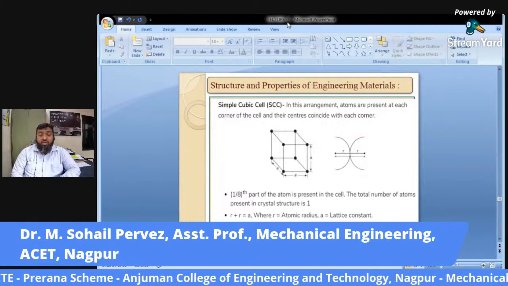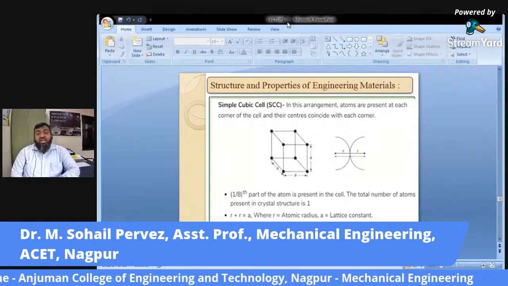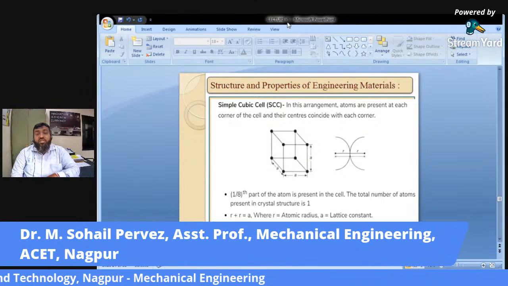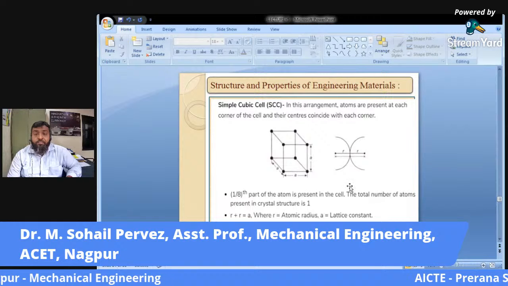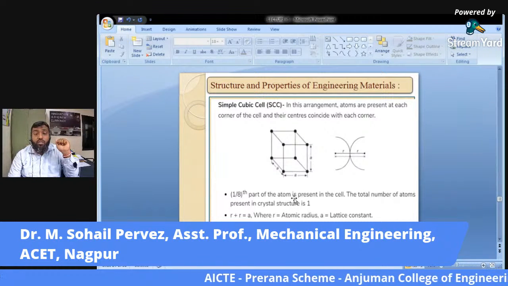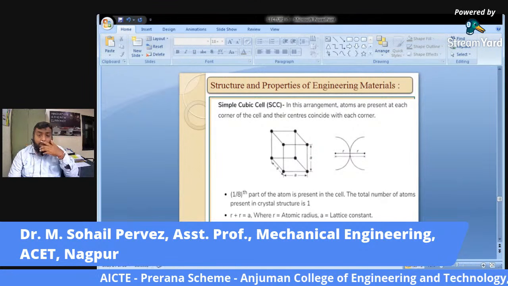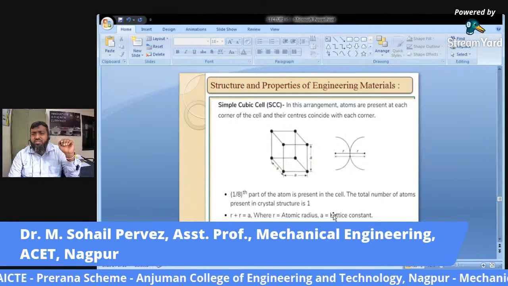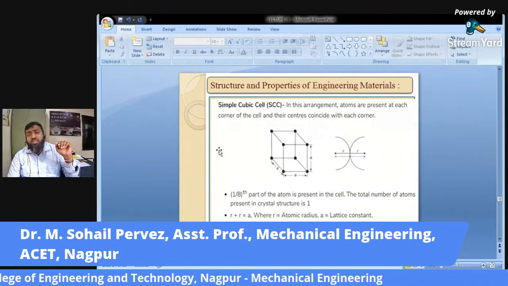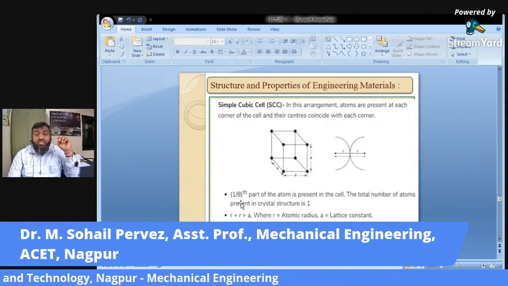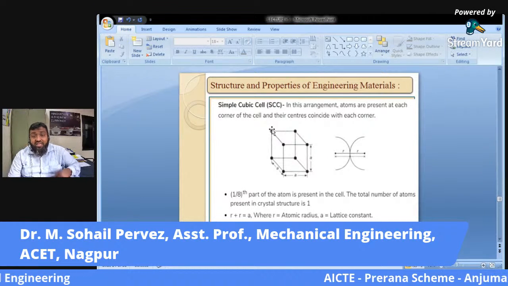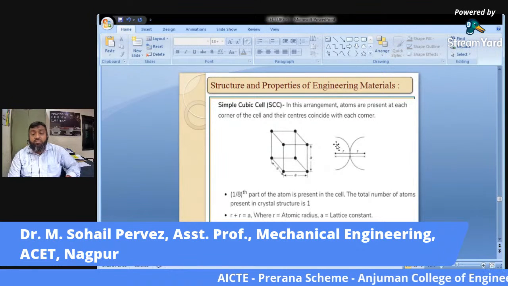Now these are the arrangements. Simple cubic cell arrangement. In this arrangement, atoms are present at each corner of the cell and their centers coincide with each other. Please concentrate, these are the simple cubic cell. The rest is quite clear, because 1/8 part of this atom is present in the cell, obviously, because it is attached with 8 other cells also. That's why it is 1/8. At this one point, 8 different simple cells are attached.